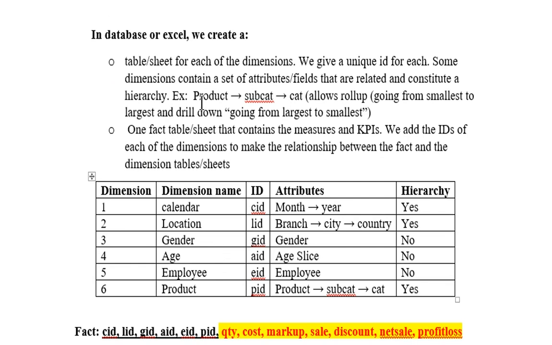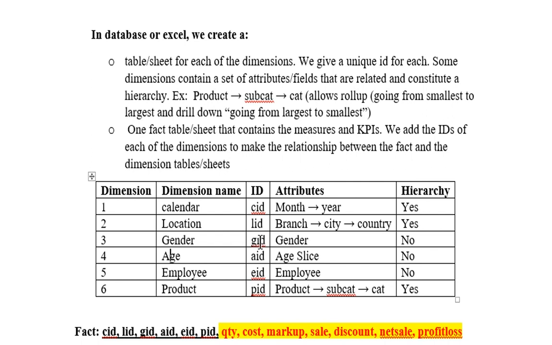If we continue, we can say in a database or Excel, we create a table or sheet for each of the dimensions. So we have the calendar, with the month and the year. Because we are going up from the month to the year, we can do a roll up, or we can go down from year to month, then we are doing a drill down, and that constitutes a hierarchy. For each of the dimensions, we give an ID, like CID in this case. For the location, we have branch, city, and country. It contains a hierarchy, and we give it an ID, LID, location ID.